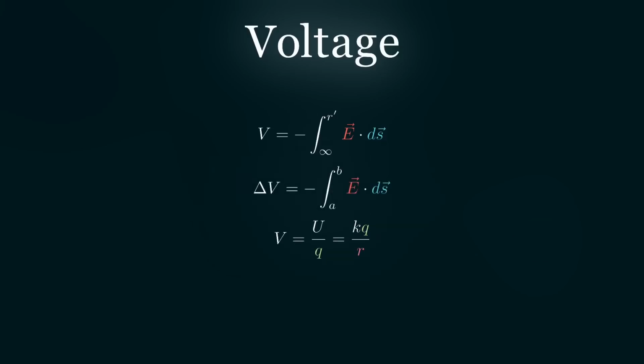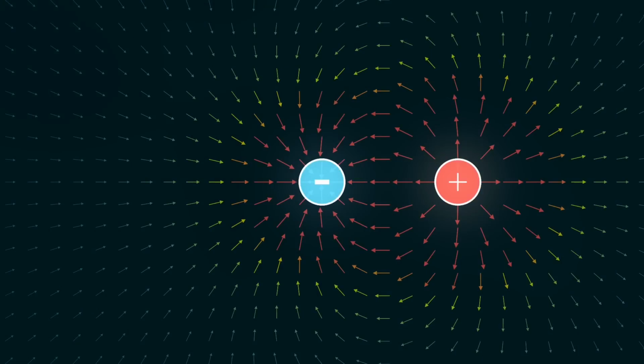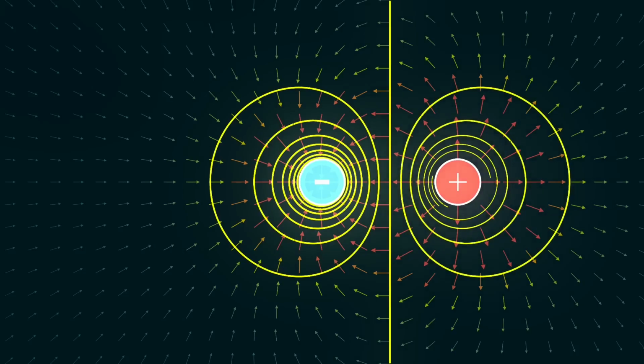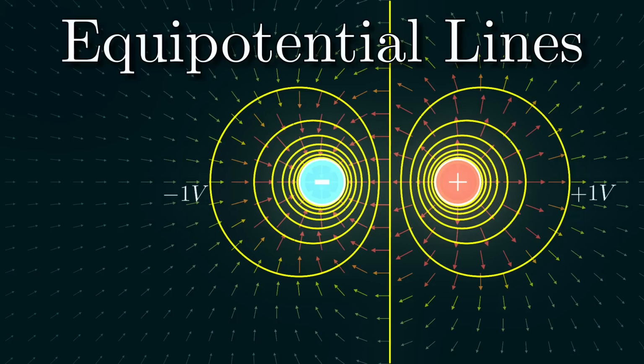And there's another thing to notice here. Remember how earlier we said that if they're perpendicular, then there's going to be no work. Well, this also means that if the electric field and our change in distance are perpendicular, then there's going to be no change in voltage. So if we go back to our original electric field here, and we draw lines perpendicular to the electric field, all of those lines are going to be at the same voltage, which is why we call them equipotential lines, same voltage. So we can go ahead and label these. Maybe the left side is -1 volt and the right side is +1 volt.